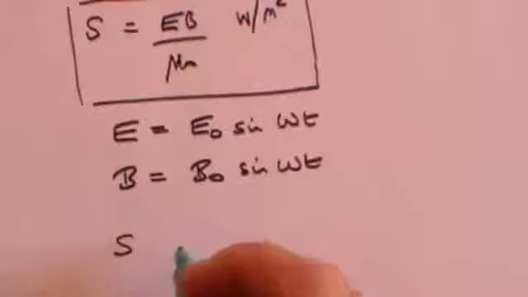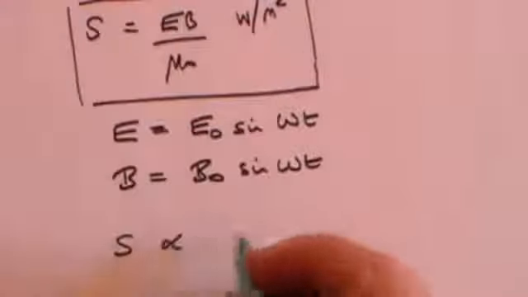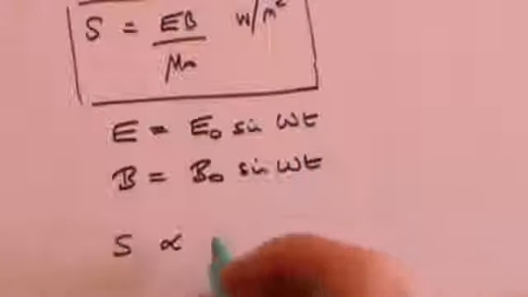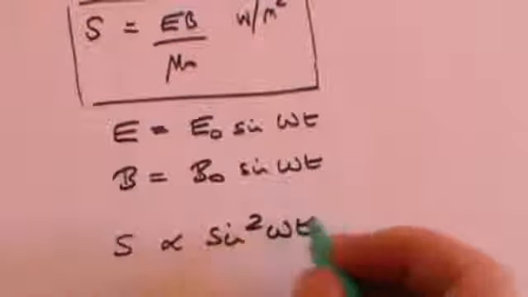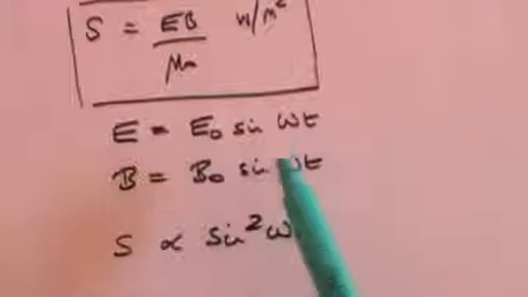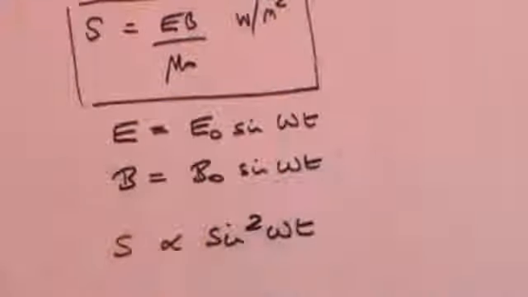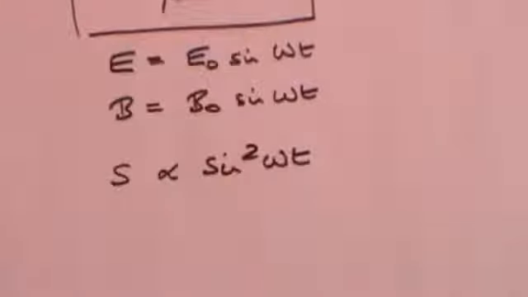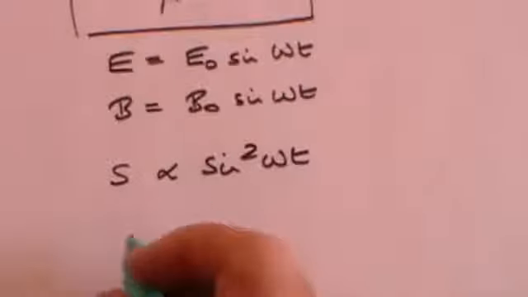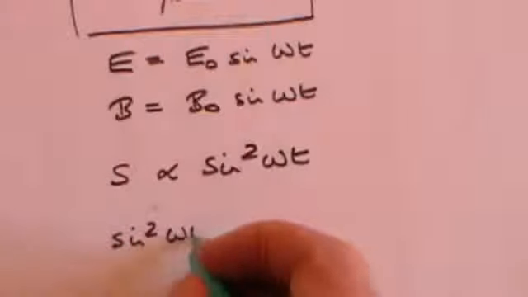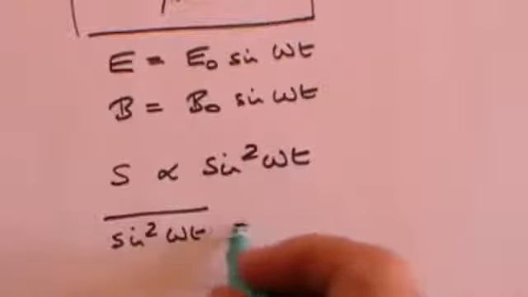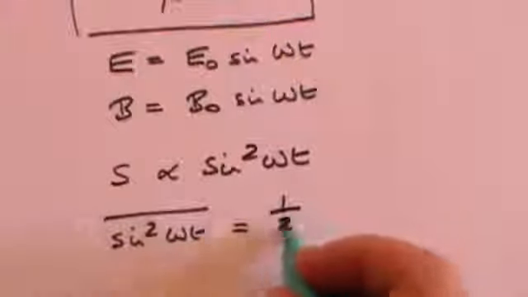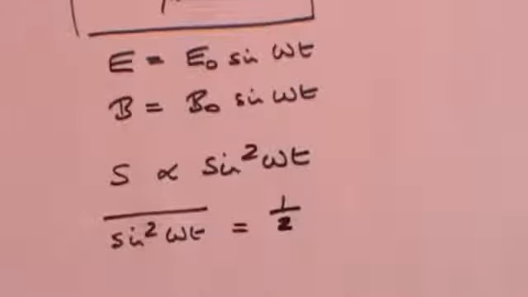Consequently, this term S, which is a product of E times B, will therefore vary according not only to sine omega t, but sine omega t squared. Because it's E times B, so you've got a sine times sine term. So S, the Poynting vector, will vary according to sine squared. What then is the average value of sine squared omega t? Well, the average value of a sine squared term is 1/2 over a complete cycle, or number of cycles.